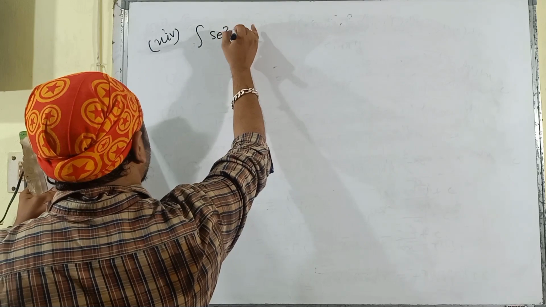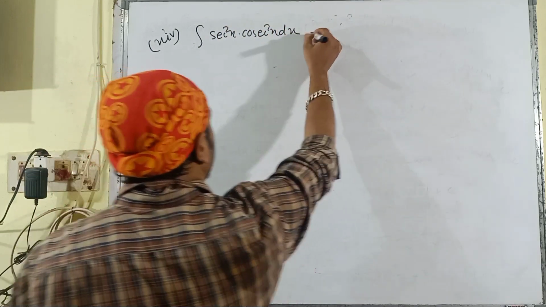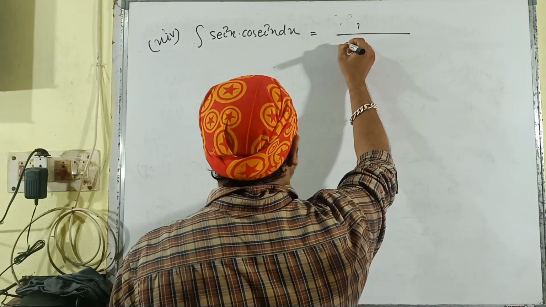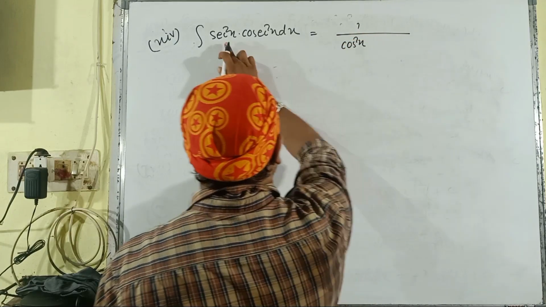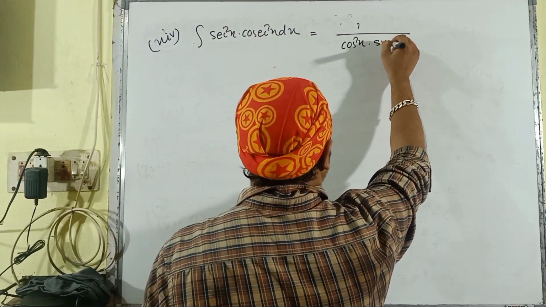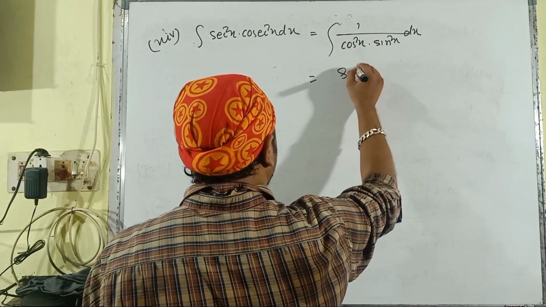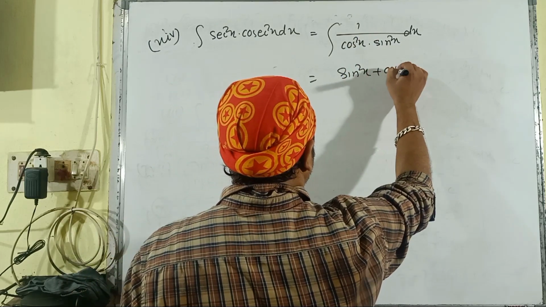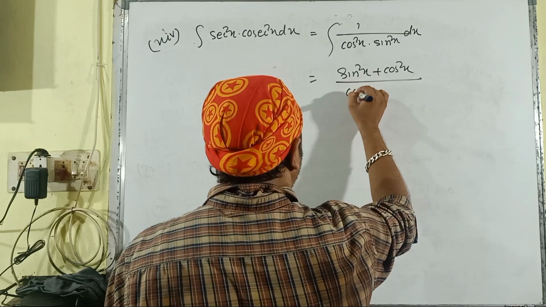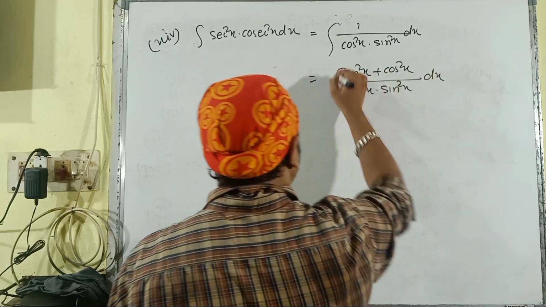Integral of sec square x cosec square x dx. Then it will be 1 upon cos square x, because sec square x is 1 upon cos square x. Cosec square x is 1 upon sin square x. In place of 1, I have written here sin square x plus cos square x, divided by cos square x multiplied with sin square x dx.